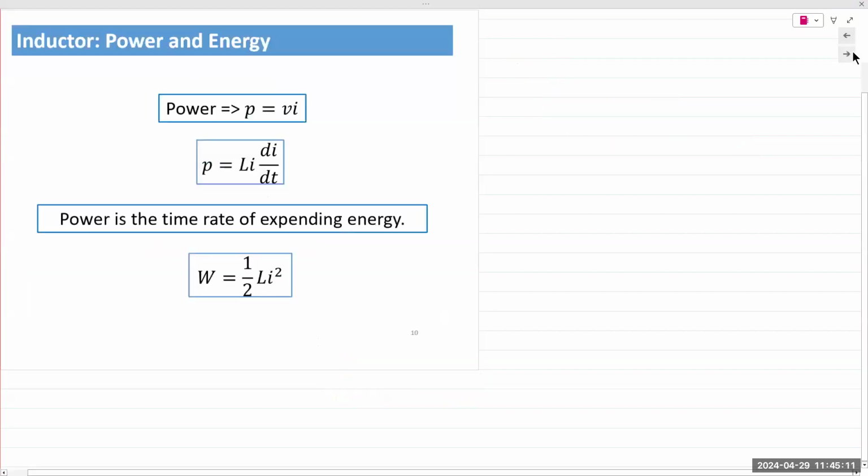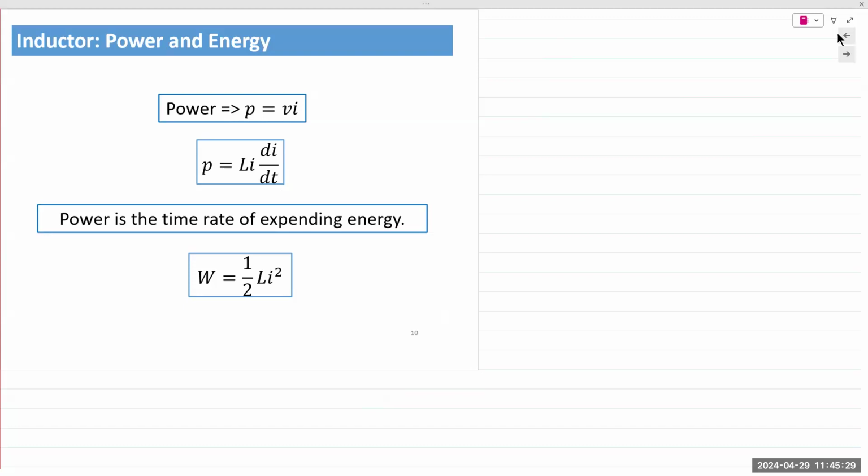And then one final slide is about the equations for power and energy. Again, we are not doing any derivation. Power is simply the product of the voltage and current. You plug in the voltage equation, L di over dt, and you get L i di over dt.